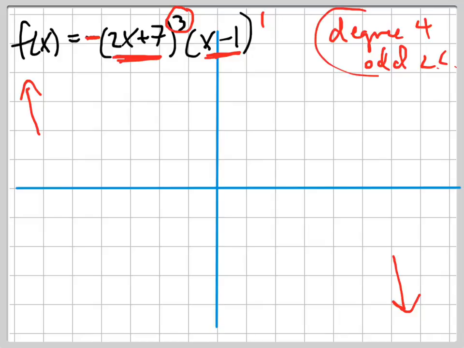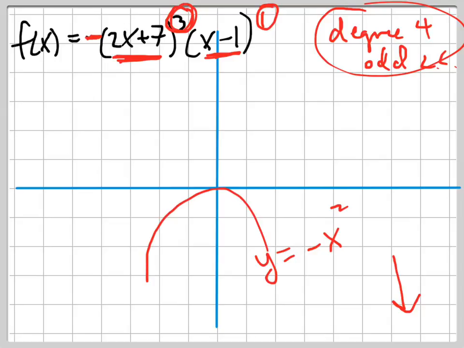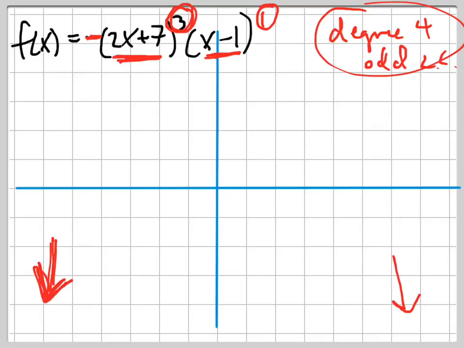And again, that came from these two things right here, negative, and the, whoops, I lied. It's degree 4. My bad. I was looking only at the 3. It's actually degree 4. 3 plus 1 is 4. So it doesn't go up on the left. My sample is y equals negative x squared, which goes down on both sides. So that's the model I'm thinking about in my head when I look at the leading coefficient and the degree. I know it goes down on both sides. As x goes to negative infinity, f of x goes to negative infinity. As x goes to positive infinity, as I go further to the right, the graph is going to go down to the right. Okay? That's the first thing.